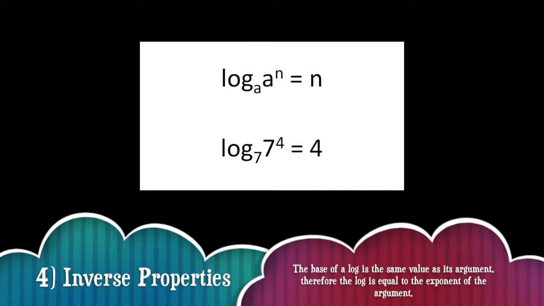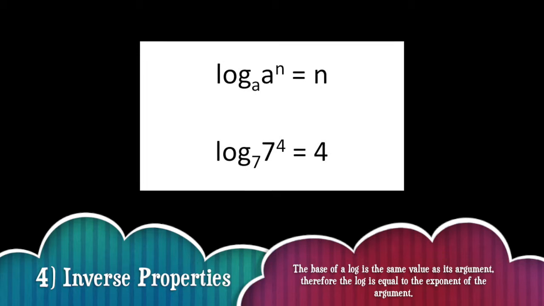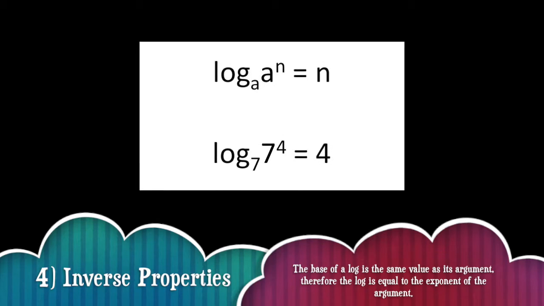When the argument of a log has an exponent, and the base of the argument and the base of the log are equal, then the log's base and the base of the argument will cancel, leaving the exponent equal to x. For example, when you have log base 7 of 7 to the 4th power, the log is equal to 4.